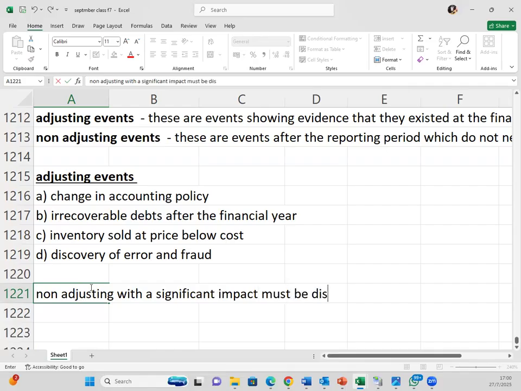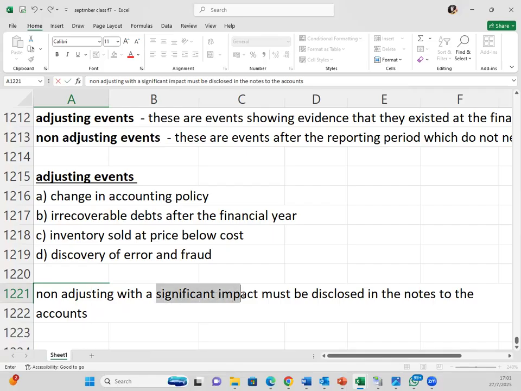must be disclosed. You don't adjust, but you simply disclose in the notes to the accounts. So you just make the disclosure in the notes to the accounts. So especially if those events are significant. So they must be significant.